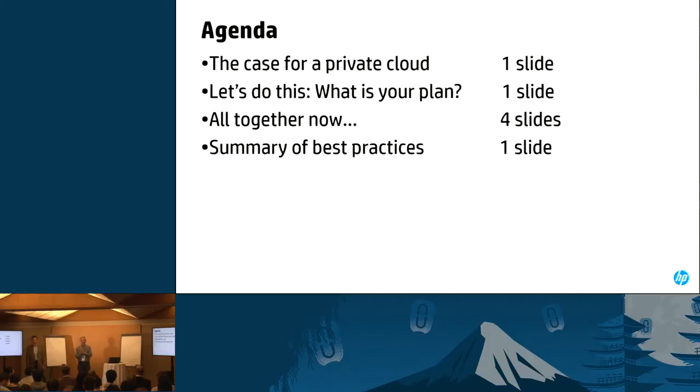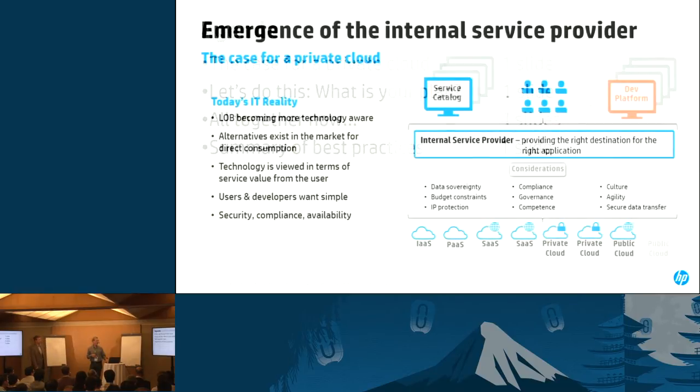First is going to be some marketing kinds of fluff, so just don't throw anything at me. I just have to get it out of my system. And then Steve is going to talk to you about the real meat of the presentation. So we're first going to talk about the case for a private cloud. We all probably know, but I always like to level set everything, and then talk about what your plan might be before we get into the meat, and then a summary of the best practices.